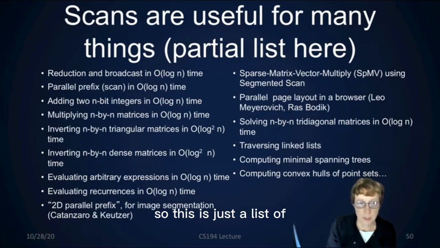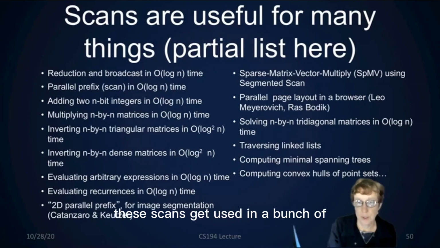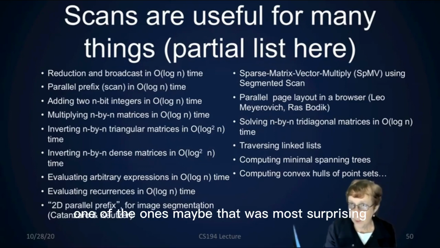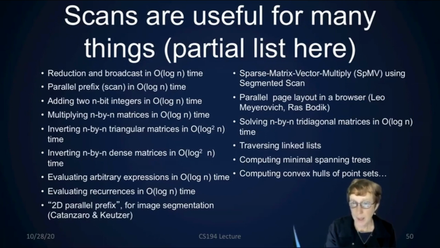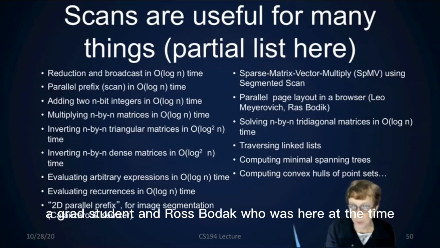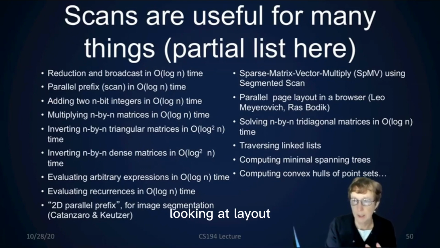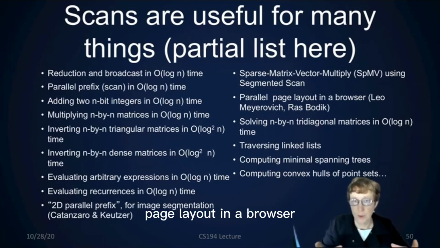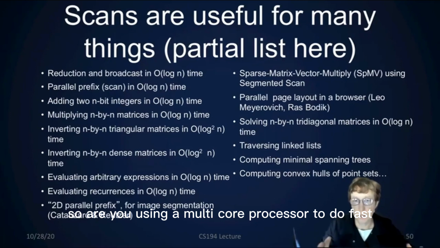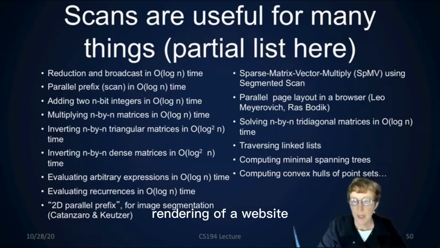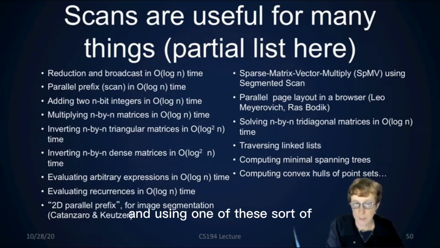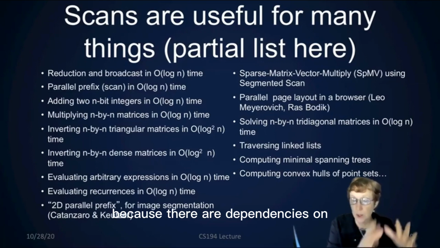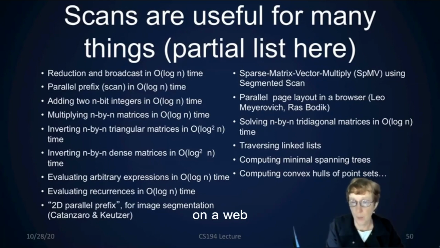So this is just a list of some of the places that these scans get used in a bunch of cool parallel algorithms. One of the ones maybe that was most surprising more recently was some work done at Berkeley by a grad student, and Ross Bodek, who was here at the time in the faculty, looking at page layout in a browser. So are you using a multi-core processor to do fast rendering of a website, and using one of these scan-based algorithms in order to do that, because there are dependencies on where you're going to put things on a web page.